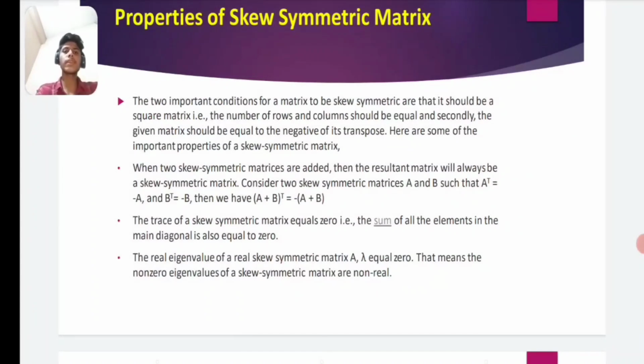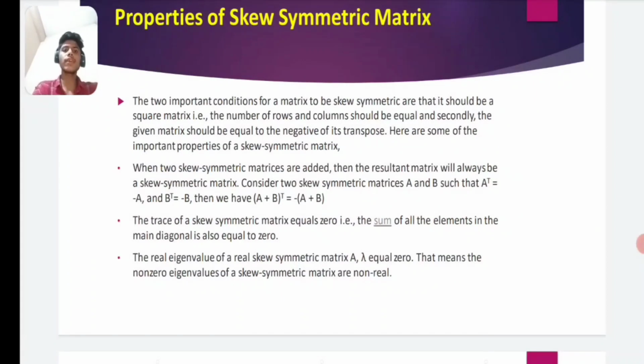Here are some of the important properties of a skew symmetric matrix. When two skew symmetric matrices are added, then the resultant matrix will always be a skew symmetric matrix. Consider two skew symmetric matrices A and B such that A transpose equals minus A and B transpose equals minus B. Then we have (A plus B) whole transpose equal to minus of (A plus B).